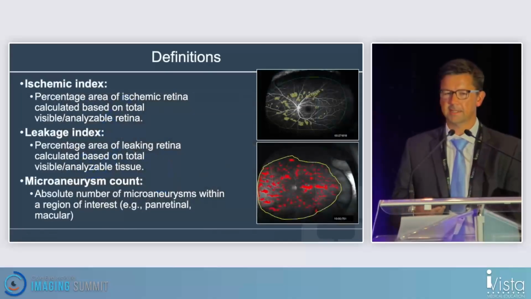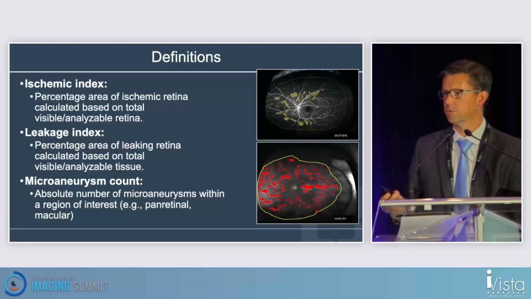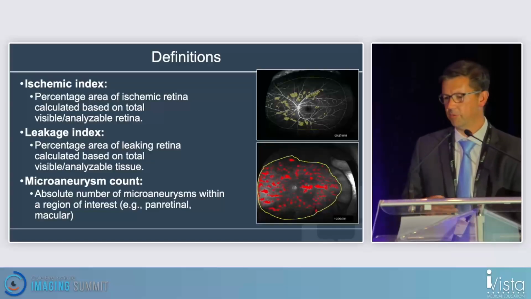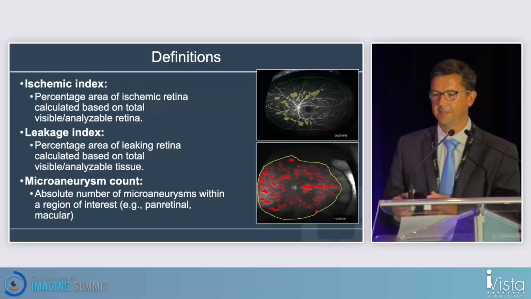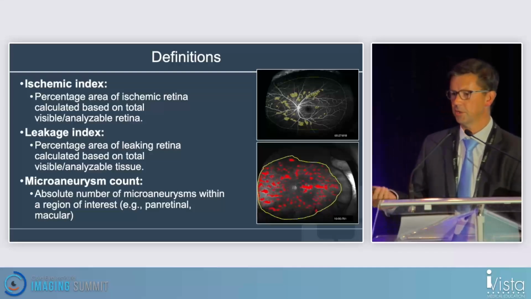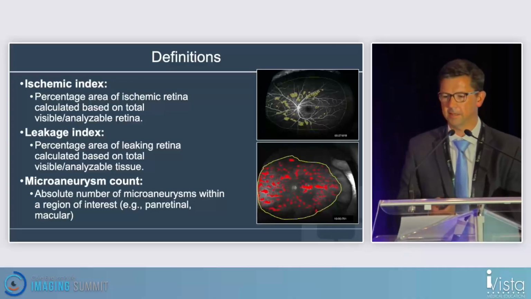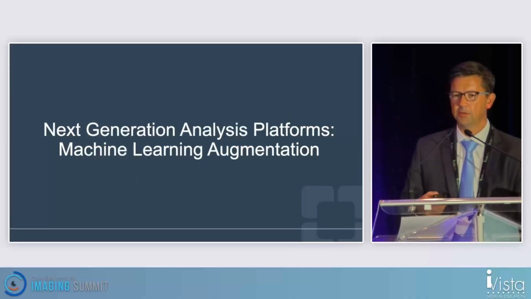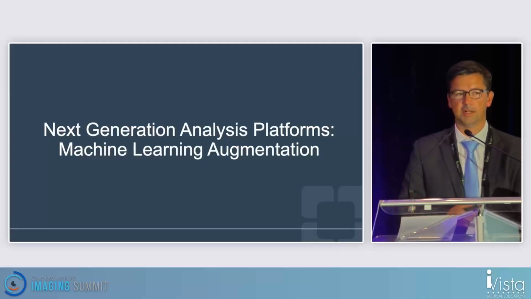And when we looked at this, we wanted to develop better understandings of what we're actually describing and quantifying. And this included things like ischemic index, which was not originally described by our group, but by others when ultra-wide field angiography first came out. And that's essentially the percentage of the analyzable area that shows ischemia. Similarly, we can do the same for leakage index: what's the amount of the area of the tissue that's leaking, and then also a microaneurysm count.